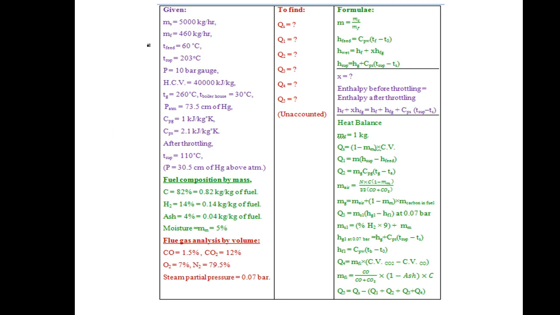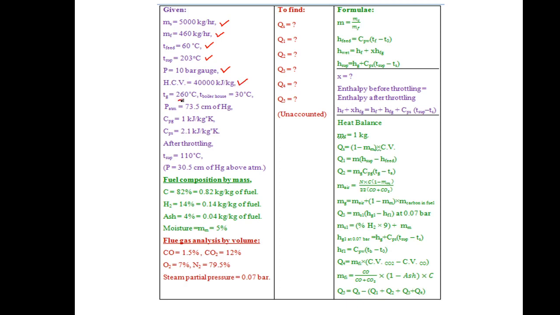So here it is given: mass of steam produced is 5000 kg per hour, mass of fuel burned is 460 kg per hour, temperature of feed water is 60 degrees Celsius, temperature of superheated steam is 203 degrees Celsius, and the pressure of steam before entering into the throttling calorimeter is 10 bar gauge pressure. This is gauge pressure. Then calorific value of fuel is 40,000 kilojoules per kg.